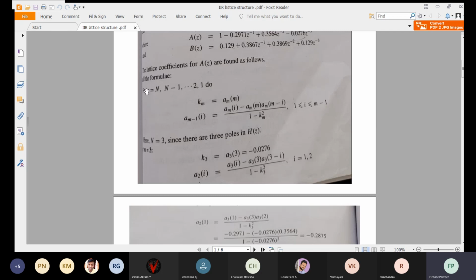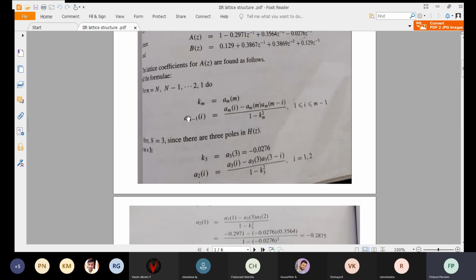So where m varies from n minus 1 till 2 and 1. Okay. From 3 we will start. 3, 2, 1 we have to do. For m is equal to 3, K3 is equal to, you substitute here, m is equal to 3, A3 of 3, that is equal to minus 0.0276.